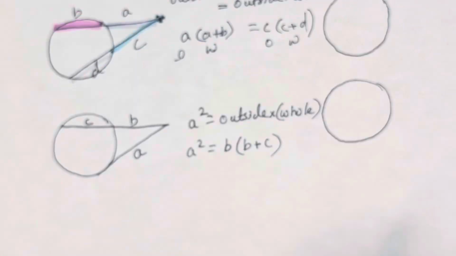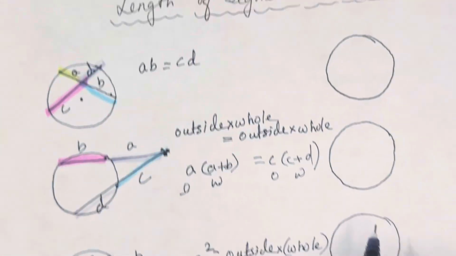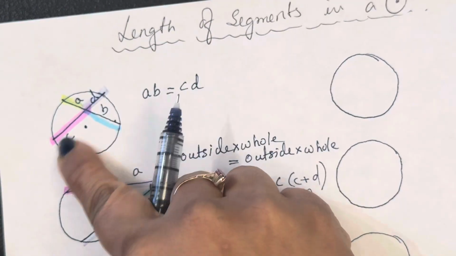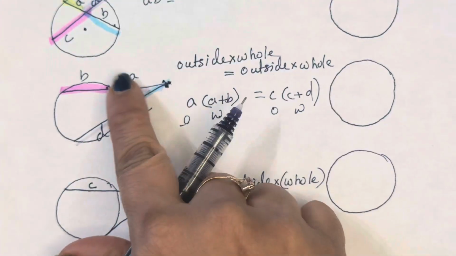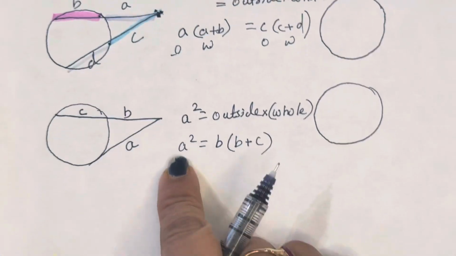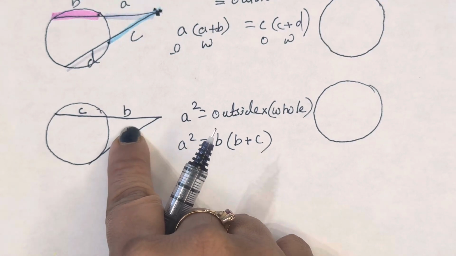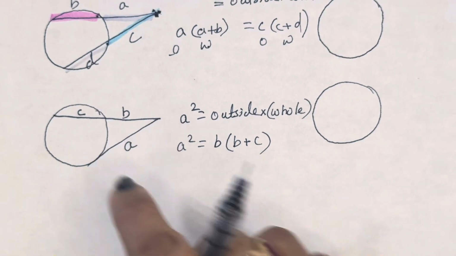Okay, these are the three main length of segments in a circle. This one, A times B is equal to C times D. This one, outside times whole, A times A plus B equals C times C plus D. This one, which is tangent and secant, A square is equal to B times B plus C.